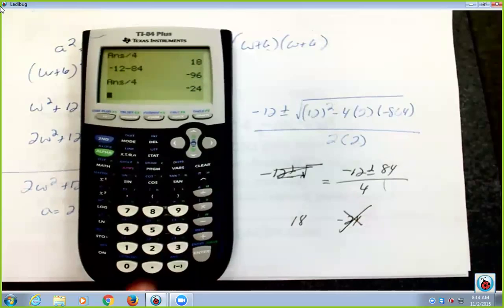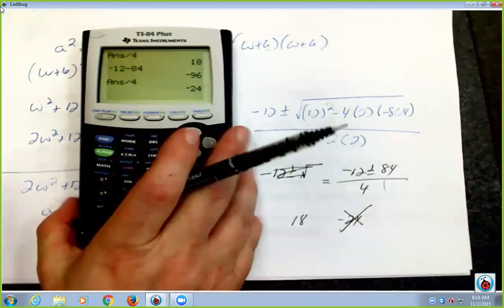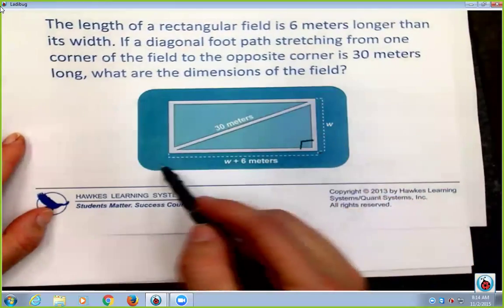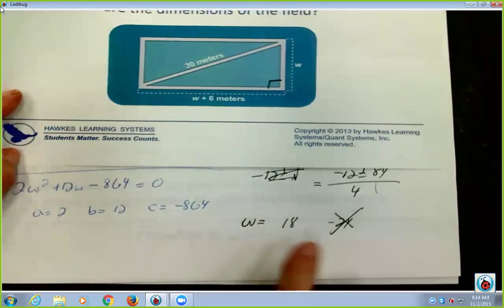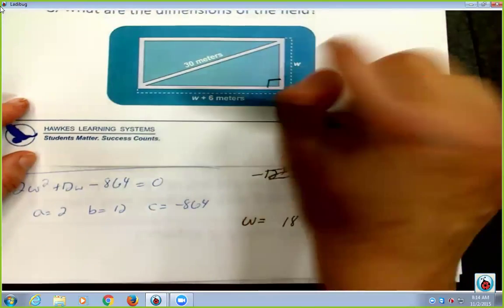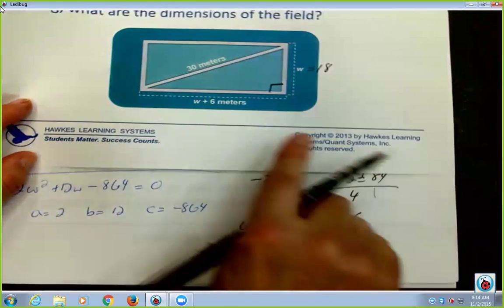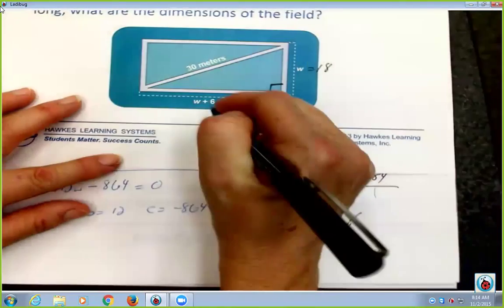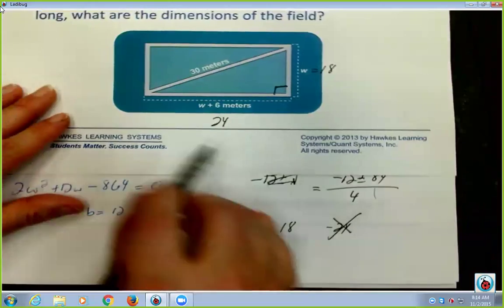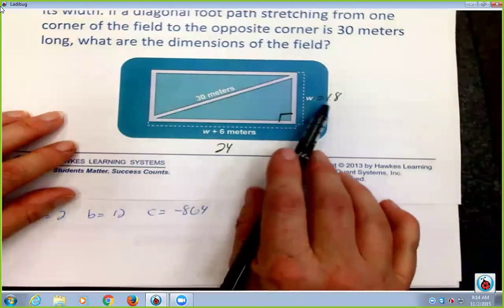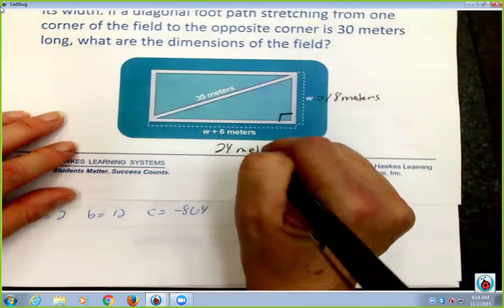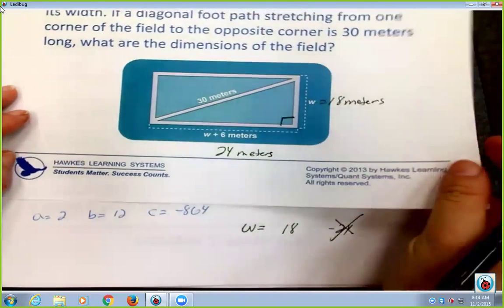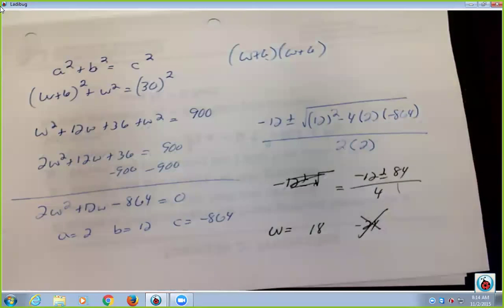And my distance, if I go back to my drawing, I can't have a negative distance in here. So in my drawing, what's my sides? So w equals 18. So this side is 18. This side is 18 plus 6, or 24. And it says, what are the dimensions of the field? So it's 18 meters by 24 meters. Okay. So we just used the Pythagorean Theorem and also our quadratic to take that and solve it.